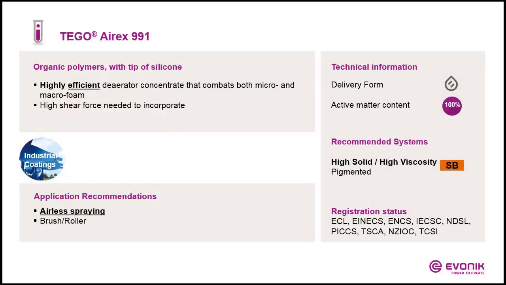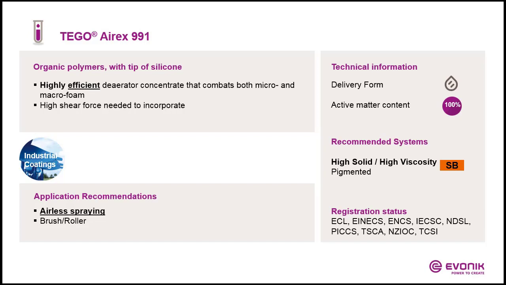Last but not least, I would like to present to you our TEGO Airex 991. This is a rather similar chemistry as TEGO Airex 990, but performs somewhat differently. If you think of TEGO Airex 990 as a more compatible deaerator, then TEGO Airex 991 is a more efficient deaerator concentrate. This is especially recommended for high solid and high viscosity solvent-borne systems. Due to its possible incompatibilities, we would recommend the product for pigmented systems.